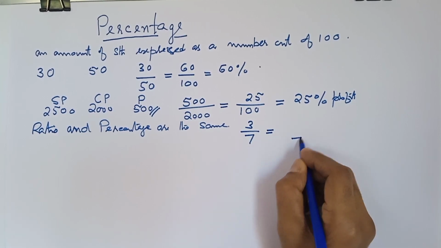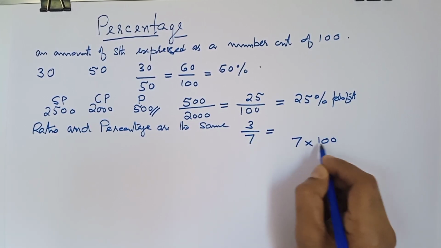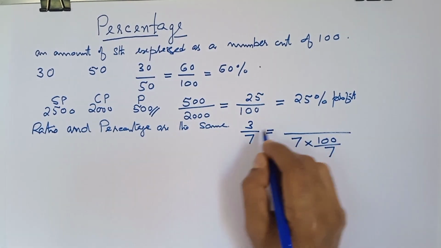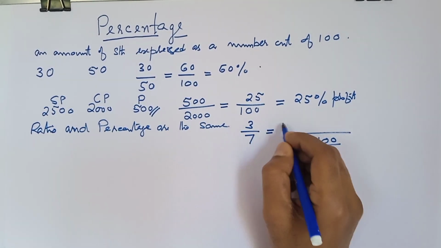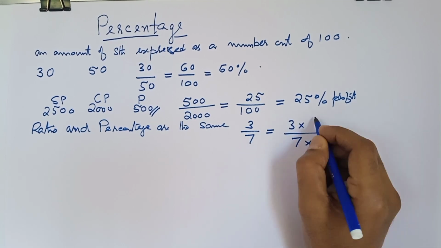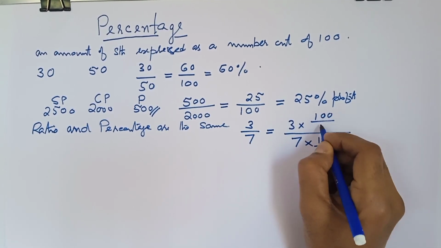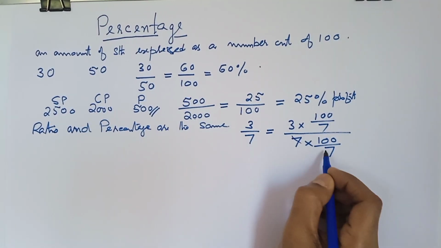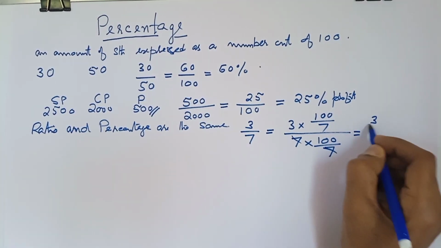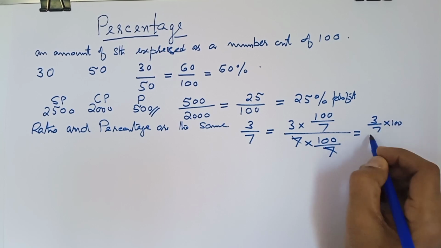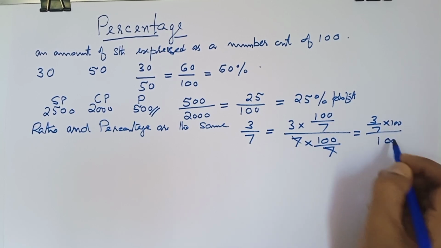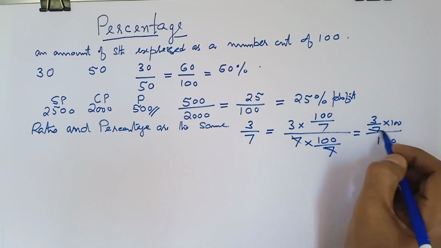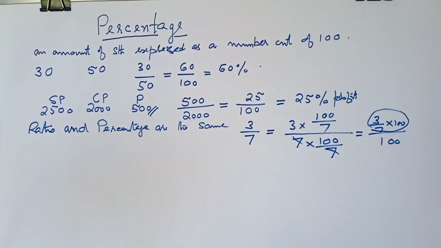You need to bring 100 here. So you multiply this by 100. To see that the value does not change, multiply the numerator also by the same number. Then you will have this. Denominator on simplification, what do you get? Numerator is this and denominator is this. And you simplify this and you say so much percentage.